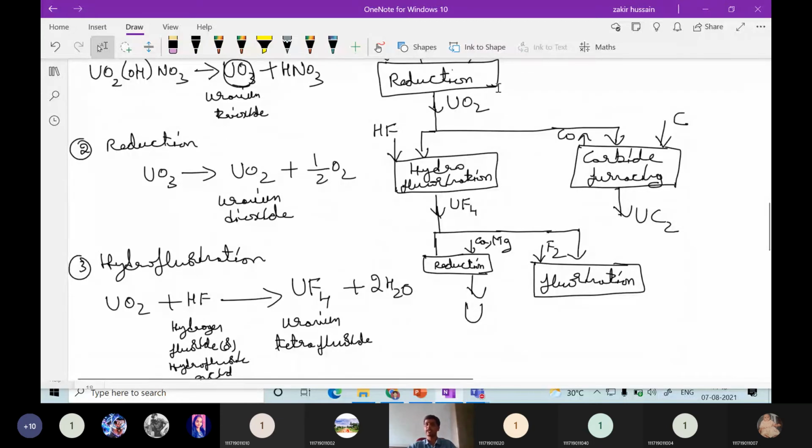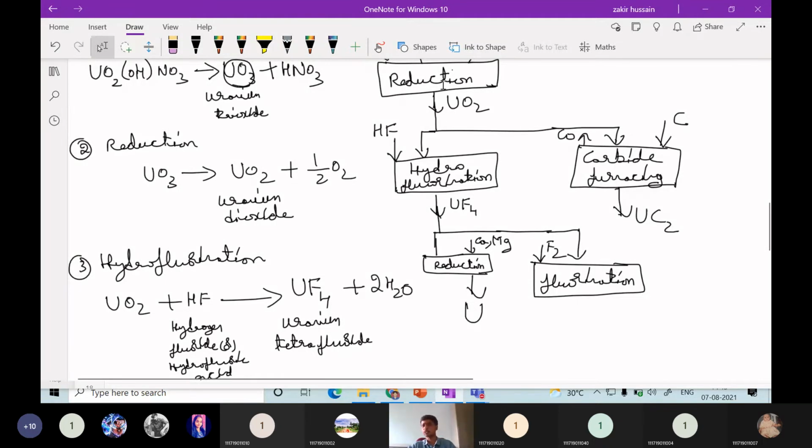Then this UO2, uranium dioxide, can be converted to uranium tetrafluoride. How to convert that? UO2 has to be mixed with hydrogen fluoride or hydrofluoric acid. After mixing this, this reaction will go, and uranium tetrafluoride will be formed along with the liberation of two molecules of water.